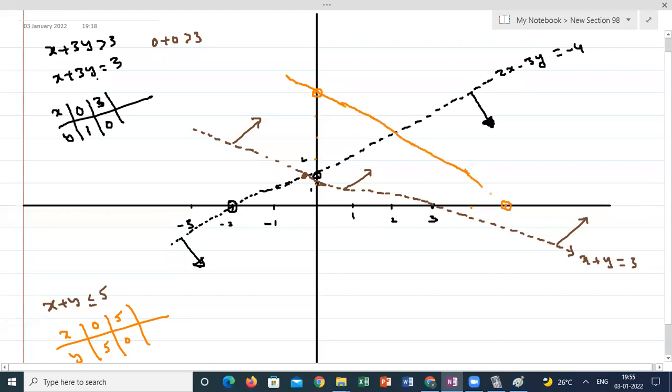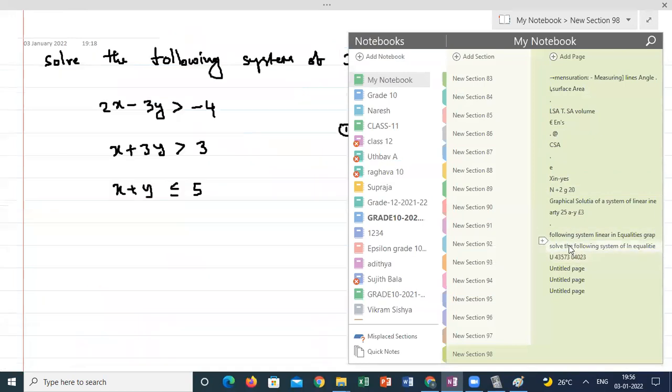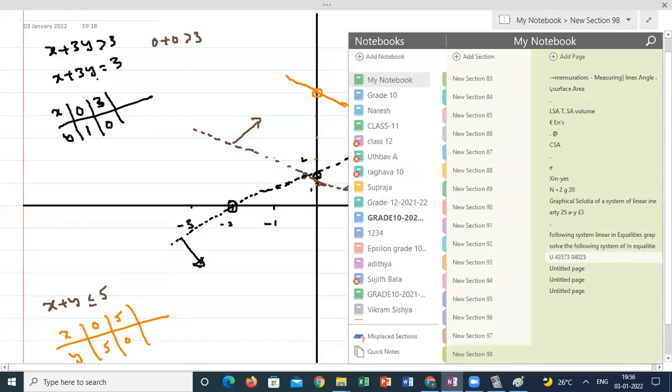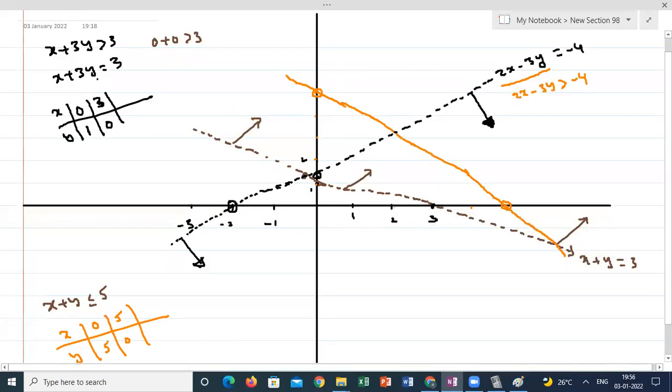Sir, what is the first equation? The first equation is 2x minus 3y is greater than -4. That is the first equation. Here, again, if I am keeping the origin, 0 plus 0 is less than 5, so the origin side is the solution. So this is the solution set.